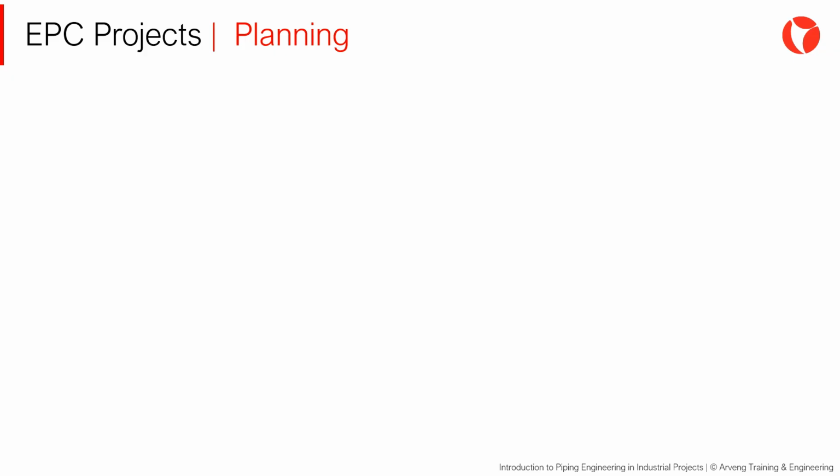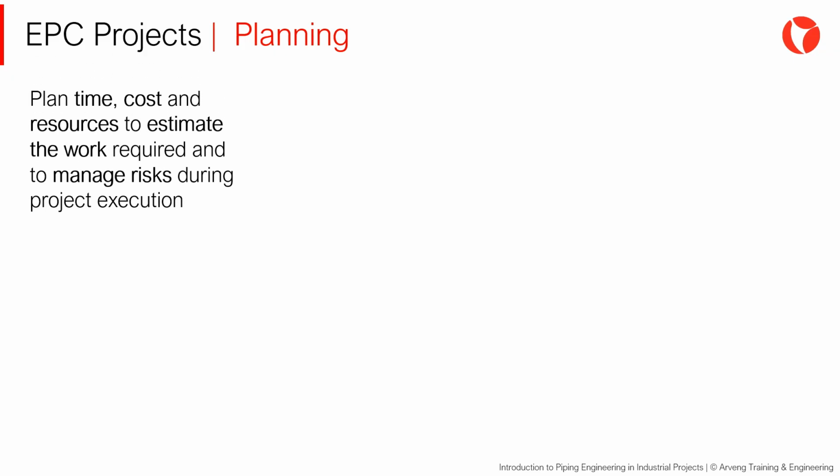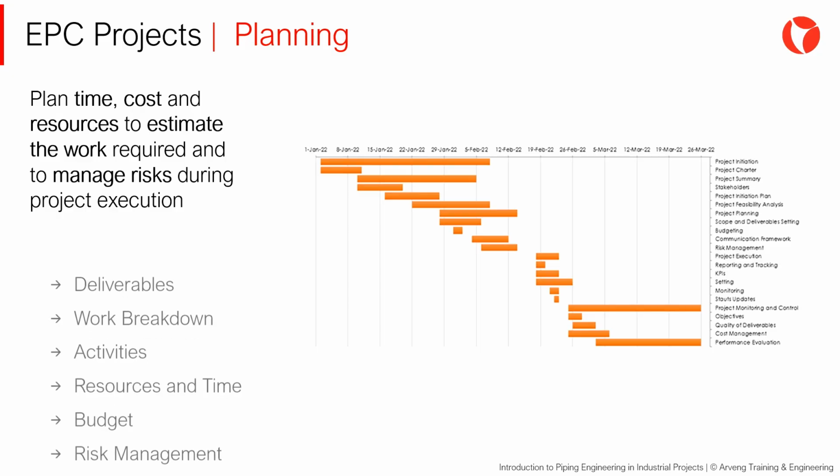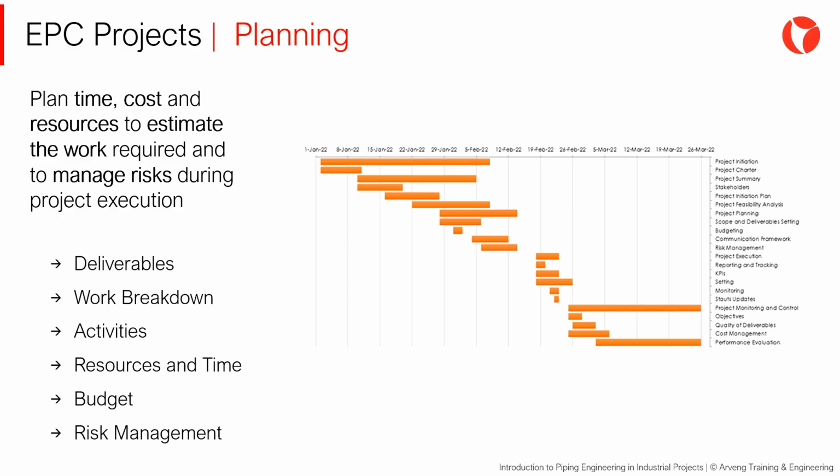As it may seem obvious, an EPC project requires detailed planning of time, costs, and resources to effectively manage risks during the execution of the project. Planning does not only imply a forecast of the schedule of activities, developed at multiple levels of detail, but also the definition of deliverables, the breakdown of tasks, the use of resources, as well as the expected costs and risks.